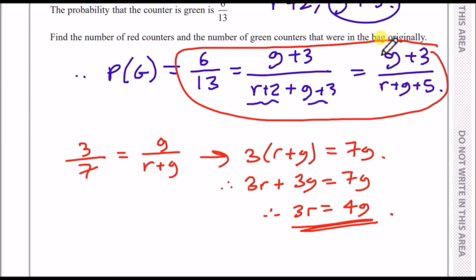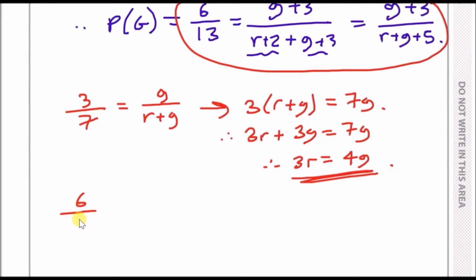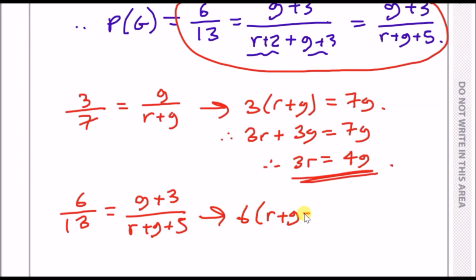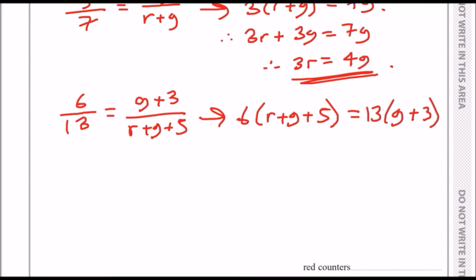Now let's repeat the same for the second equation. So we've got 6/13 equals G plus 3 over R plus G plus 5. Once again, cross multiply, so times 6 by the R plus G plus 5, and 13 by G plus 3. Okay, so it should look like that. Now, expanding both sides of the brackets, you're going to have 6R plus 6G plus 30, and that's going to equal 13G plus, well, 13 times 3 is 39.